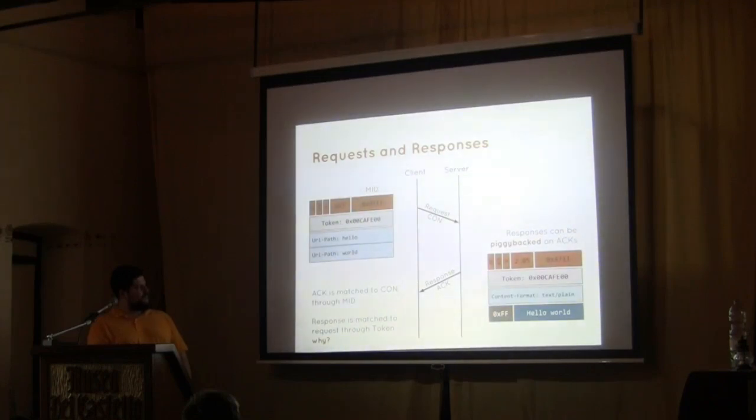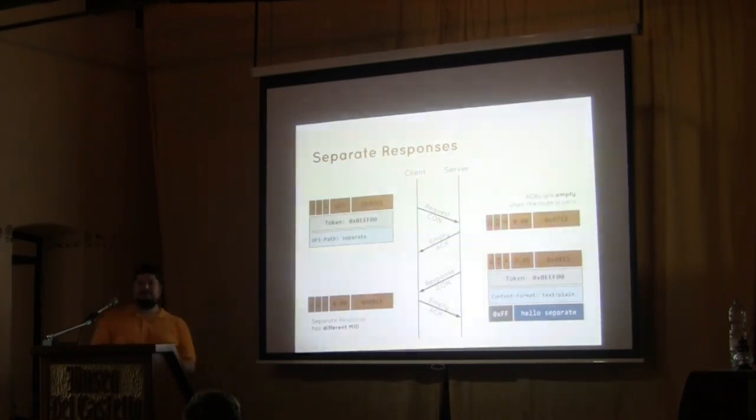So this message is correlated with the message ID, but the client, to actually correlate the request to response, uses the token. And well, why, you might ask, we already have the message ID. You might be confused, there are a lot of people that are confused by this. The reason is there could be something like a separate response. That's basically the alternative to piggyback responses.